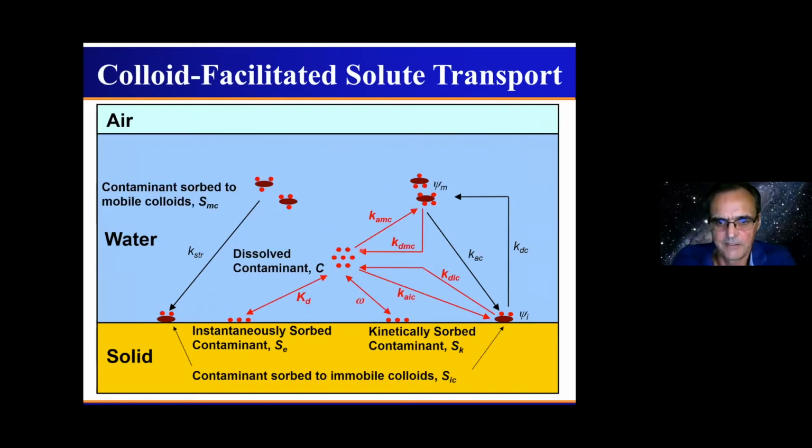And then if we add solute into this system, then the solute is dissolved. It can sorb instantaneously, kinetically to the solid phase, but it can also sorb to these mobile particles. And then these mobile particles provide the vehicle for the rapid transport of these contaminants, such as radionuclides, heavy metals, and so on. And so this C-RIDE module can deal with this system.